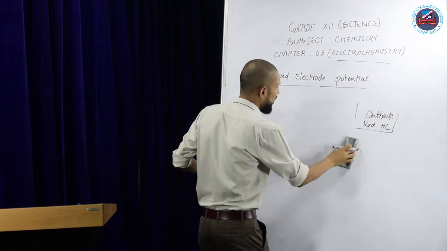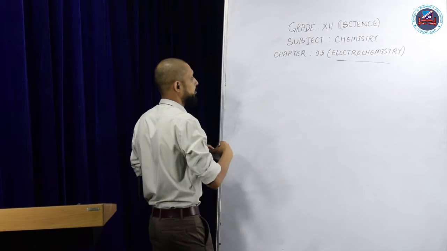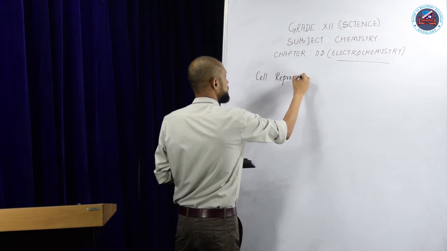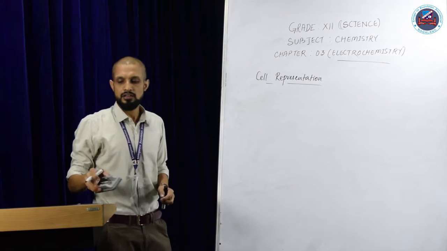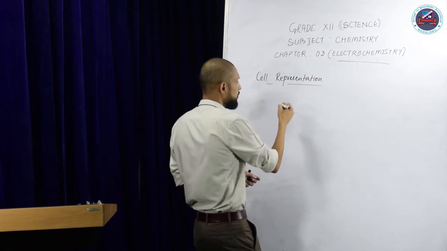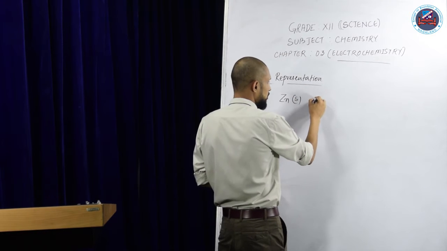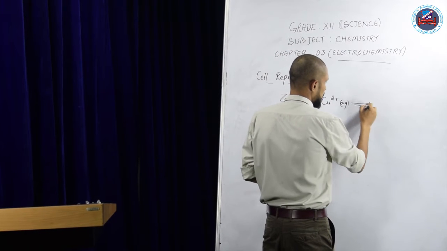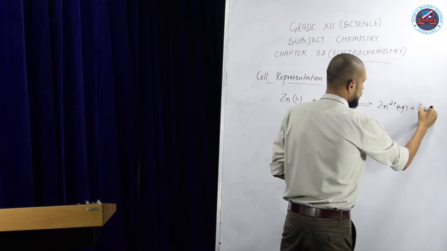Next, let us see cell representation. We'll see how to represent a cell, that is an electrochemical cell. So in order to understand the cell representation, let us take a cell reaction. We will take the overall reaction. Let us take the Daniell cell. Zn solid plus Cu2 positive aqueous will give Zn2 positive aqueous plus Cu solid.